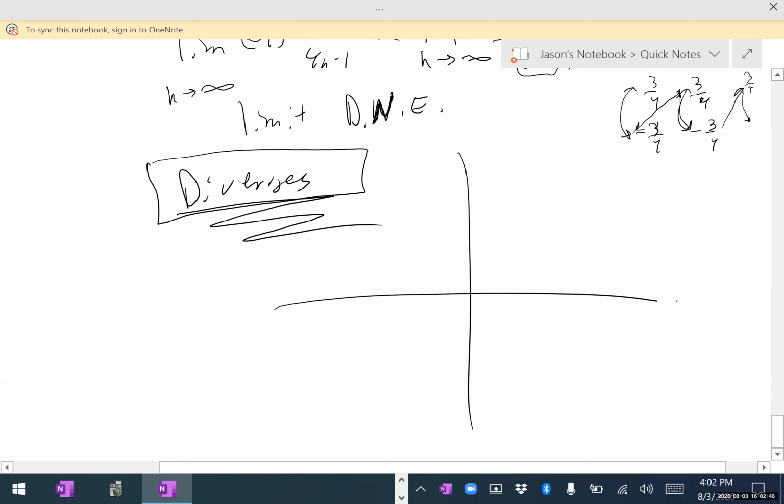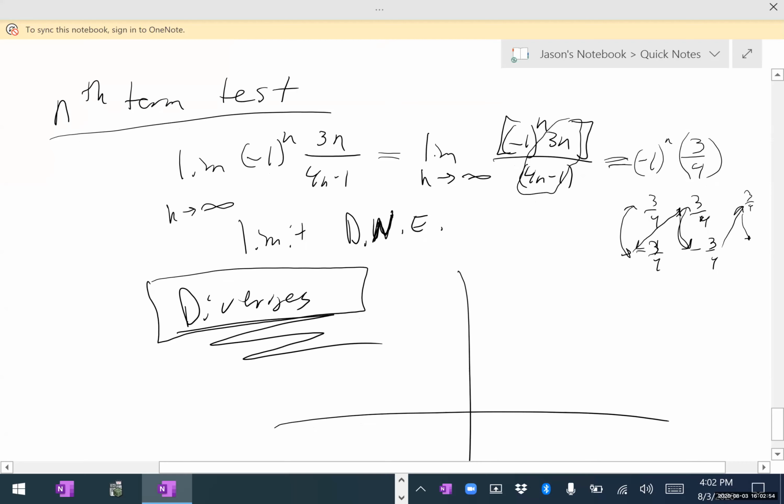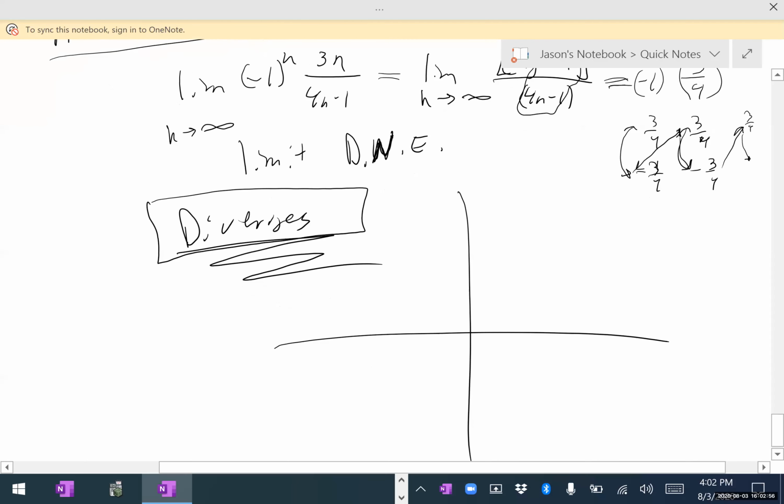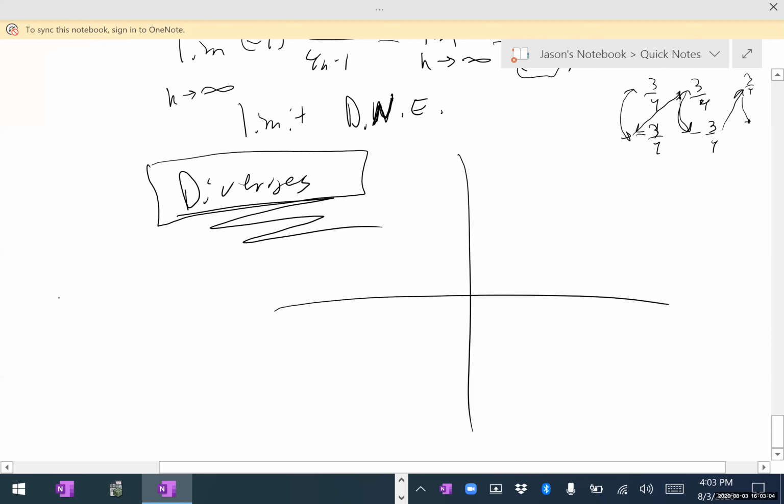Because what's happening here is this. We're starting out, so let's look at our first term. Our first term is negative 1 times 3 times 1 over 4 times 1 minus 1, so negative 3 over 3, which is negative 1. That's our first term.